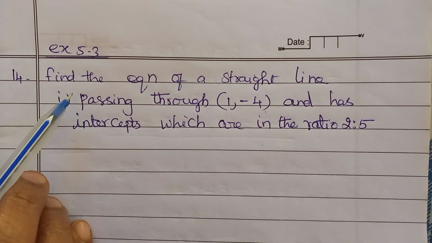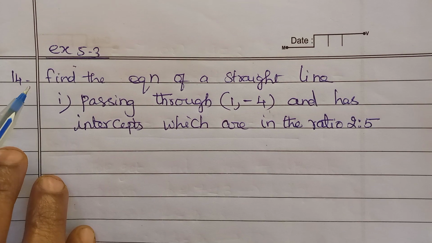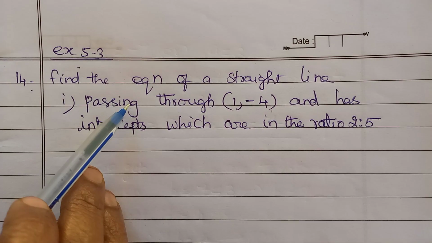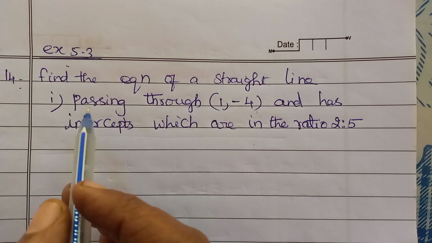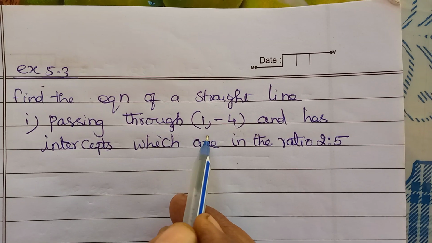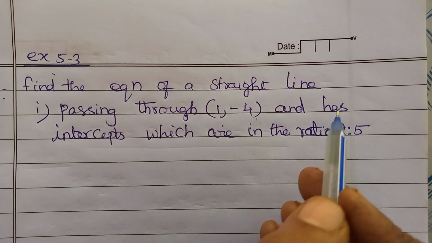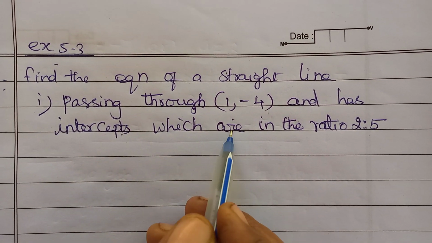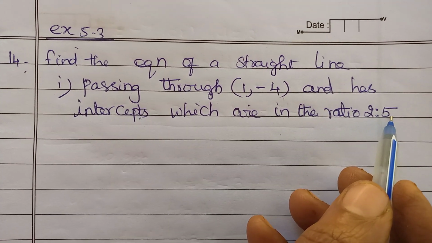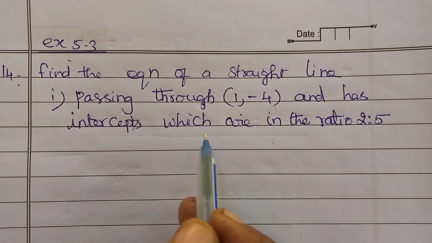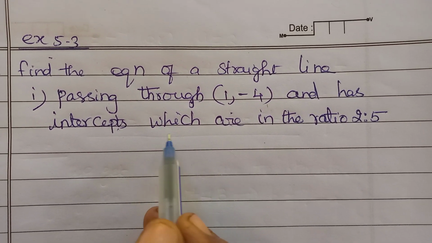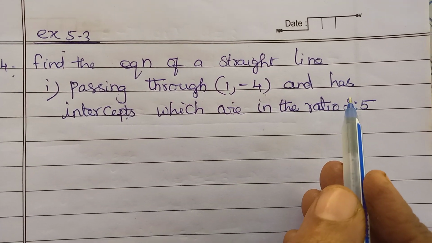The next question is exercise 5.3, question number 14. Here two subdivisions are there. First let us do the first one. Find the equation of a straight line passing through 1, minus 4 and has intercepts which are in the ratio 2:5. In the last question, the intercept sum was given separately, like that. Here it is given using a ratio.